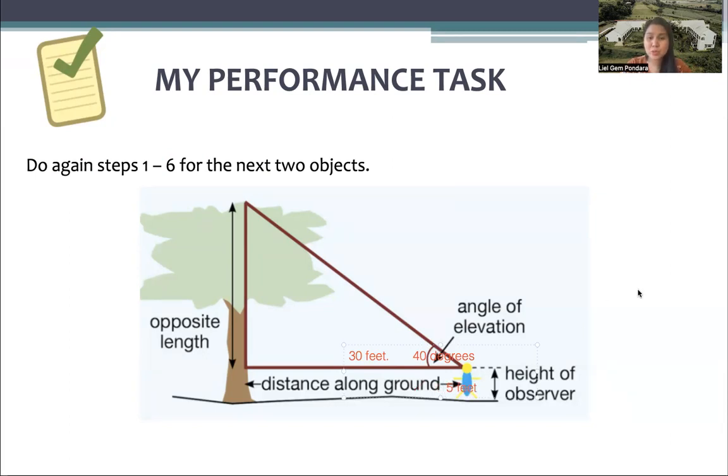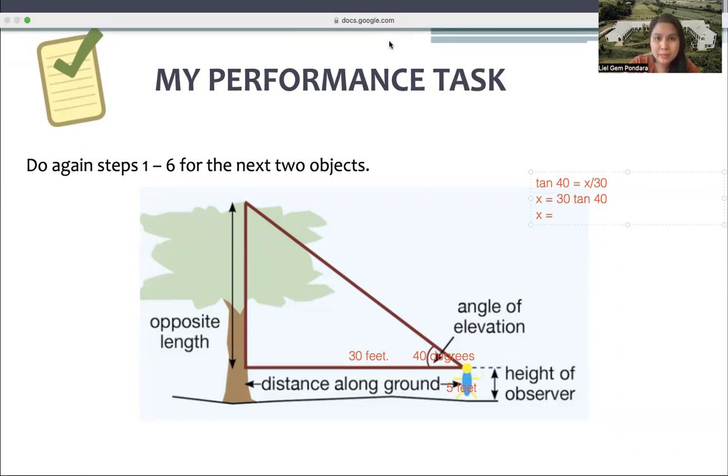So what's the first thing to do? Now, the given is the adjacent. You are looking for the height, the opposite length. So that's going to be tangent. So let's have it here. Tangent 40 is equal to opposite x over adjacent 30. So we cross multiply them, these two. X is equal to 30 tangent 40. Let us solve for that.